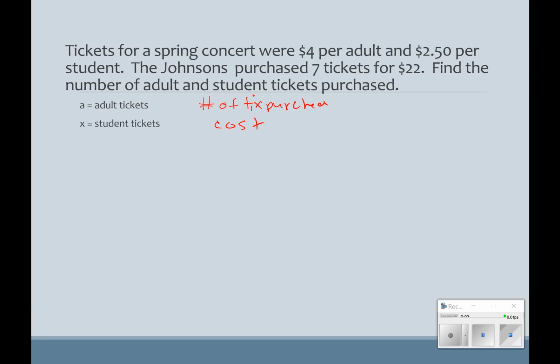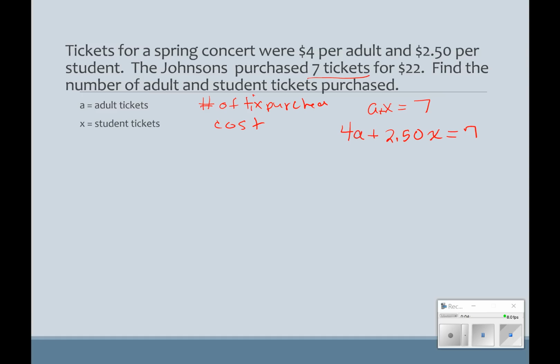So for the number of tickets purchased, we know that they purchased 7 tickets. So A plus X equals 7. And we know they spent $22. So $4 per adult. So we multiply 4 times the number of adults, plus $2.50, which is the cost of the children's tickets, times X equals 22. I'm looking at this equation, and I can solve it any way I want, okay?